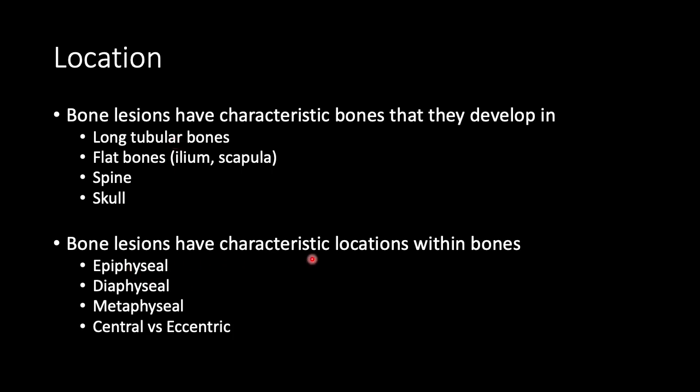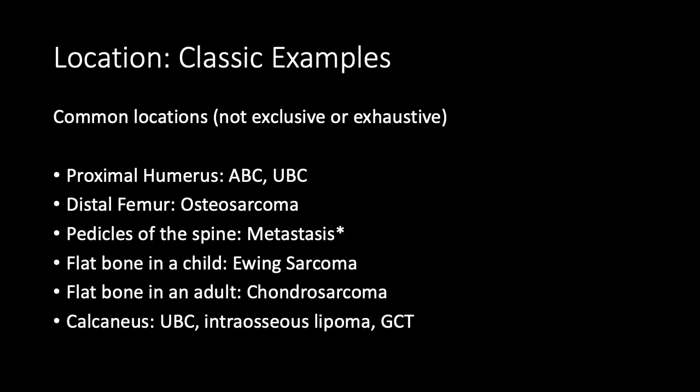And bone lesions also have characteristic locations within the bones. So whether it's in the epiphysis, the diaphysis, the metaphysis, whether it's centrally located in the bone, or whether it's eccentric, closer to the bone cortex, these are all clues you can use to help narrow down your differential diagnosis. I'm not going to go into details about all of these areas because it's a lot to cover, but just be aware, and I think being aware is enough at this stage, that different lesions affect different bones, and you can have bone lesions in characteristic locations in the bones.